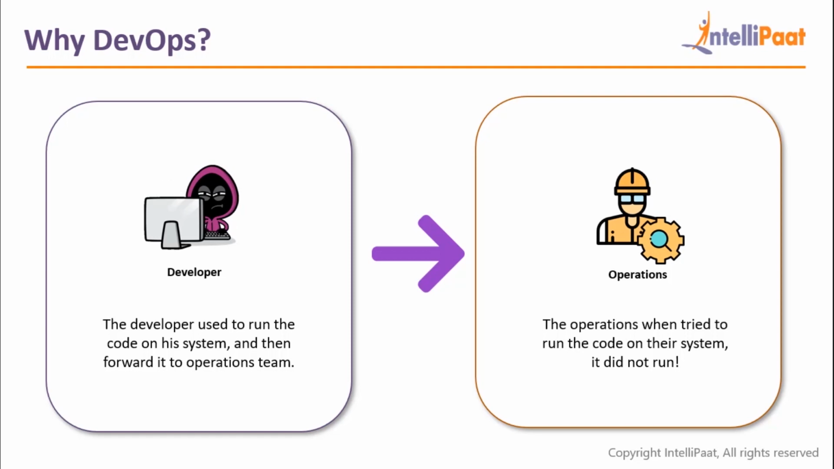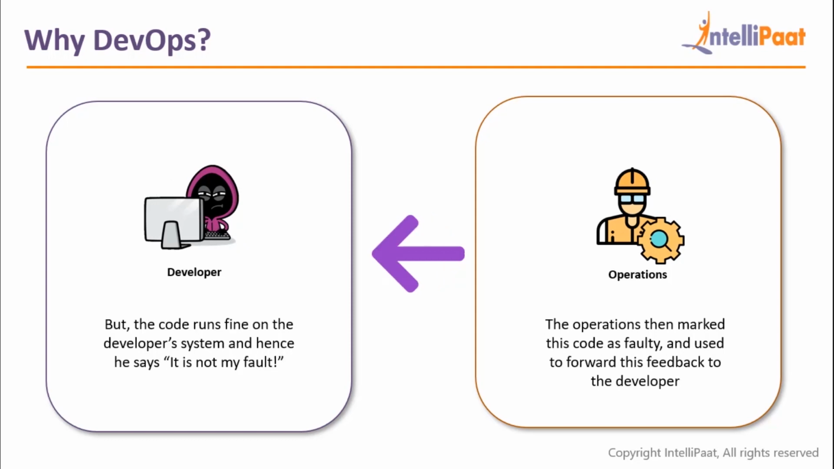It could be a problem of environment. It could be that he has not installed everything which is required by the software. So he would push it back to the developer saying, your code is not running on my system, please check your code, it is faulty. But now the developer was furious. It ran fine on his system, and if the operations guy is not installing something properly, it's not his problem.